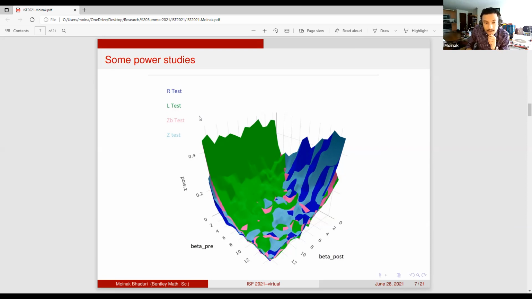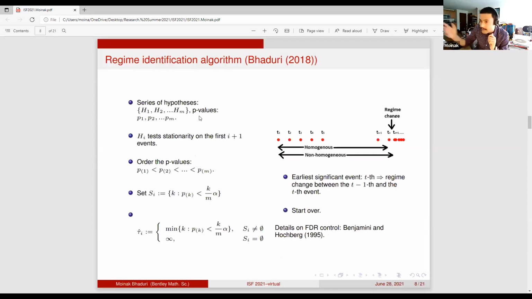So our proposal to do that is to conduct a sequence of tests using one of the four statistics that you saw, Z, ZB, R, or L, repeatedly. And if there is a test on the first set of, let's say, 16 observations that says things are fine, we have a homogeneous process, a stationary process. And if a similar test on the first set of 17 observations, one more, tells you that things are not fine, we have a change somewhere between the 16th and 17th observation, okay?